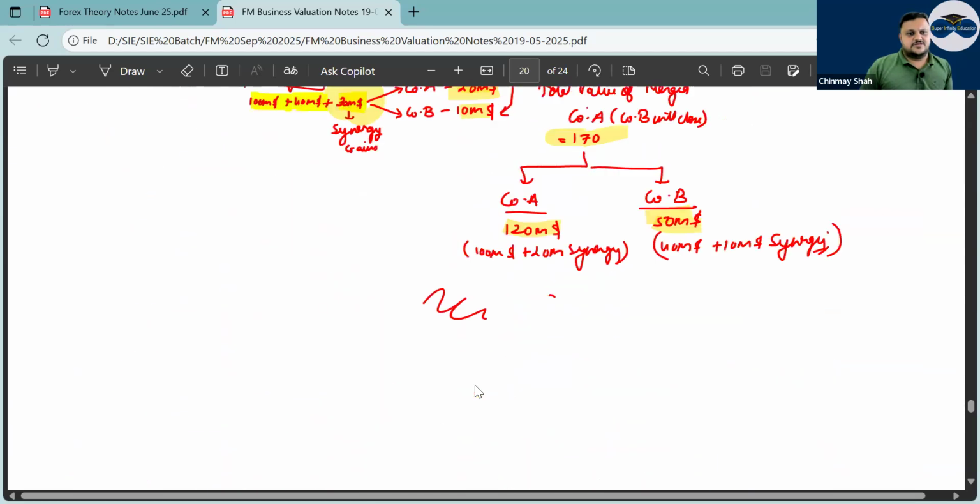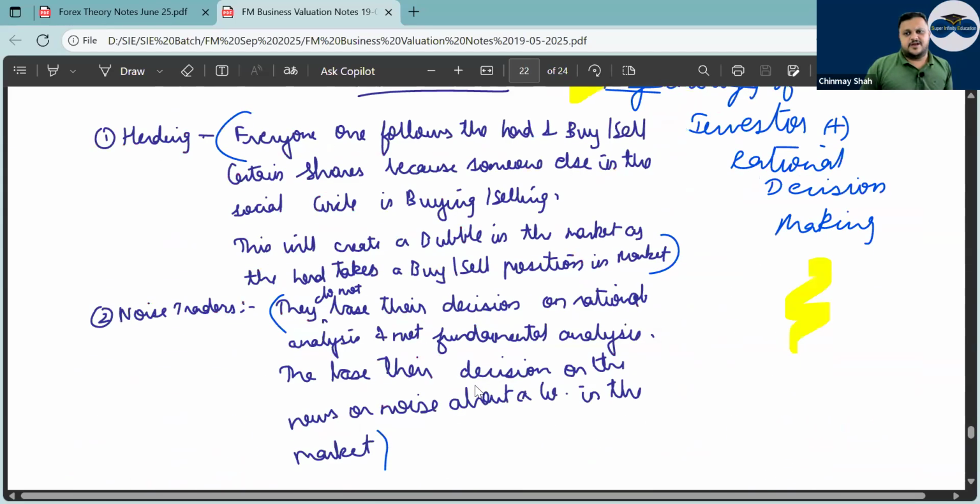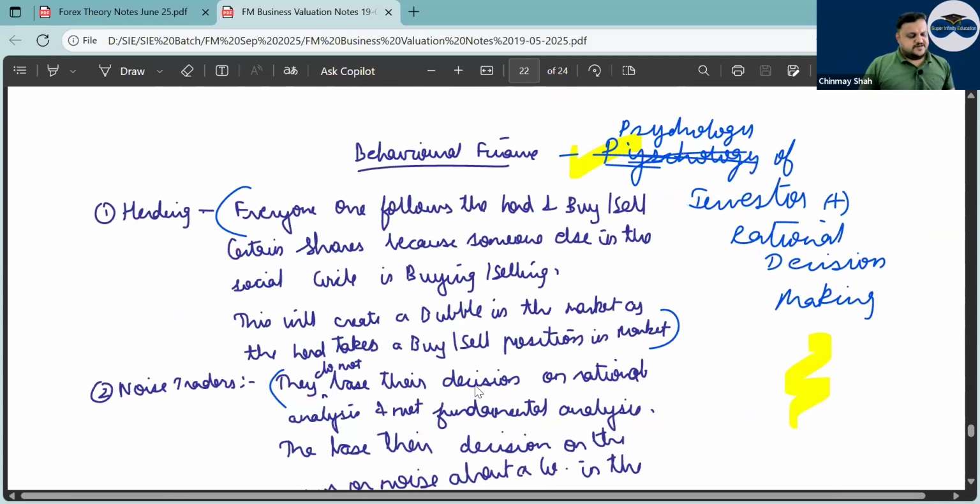Then you have the theory part of behavioral finance. This what? Tell me. Behavioral finance, psychology of investor plus rational decision making, right? So herding is what: everyone follows the herd and buys or sells. So what do you do? Generally you listen to anything anyone says and try to follow that. Everyone follows that. Someone says Reliance shares are best, buy Reliance shares. Everyone starts buying Reliance shares without doing any research.